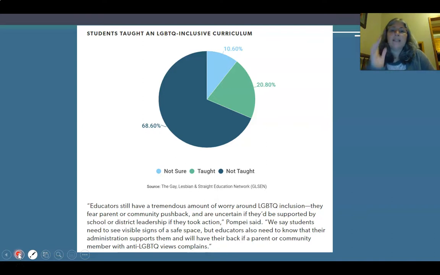I wanted to point this out just to show that this is actually something that is not as common as you might think. The percent of students taught an LGBT-inclusive curriculum was only about 20% of students in this particular survey, and it was a large survey. So it is not widespread that we have an LGBTQ+ inclusive curriculum out there, but it's something you might want to consider.